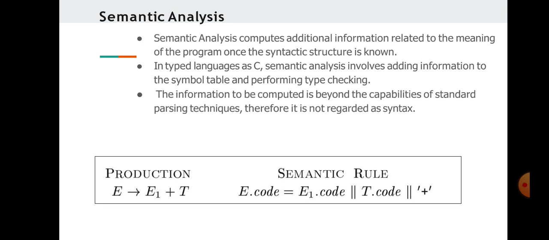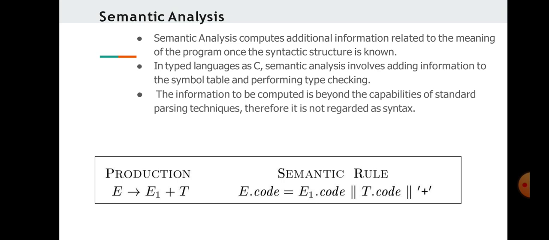It is a collection of procedures which are called by the parser as and when required by the grammar. It makes sure that the declarations and statements of the program are semantically correct. It uses the syntax tree and symbol table to check whether the given program is semantically consistent with the language definition. In typed languages like C, semantic analysis involves adding information to the symbol table and performing type checking. Also, in semantic analysis, the computation is based on the capabilities of standard parsing techniques.